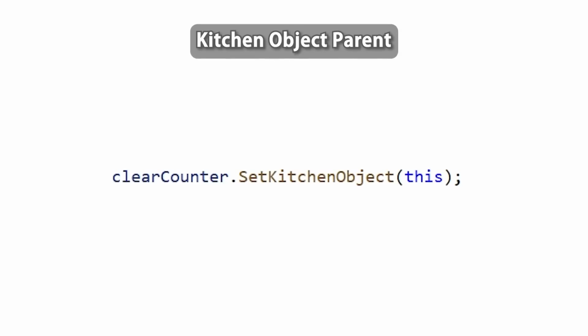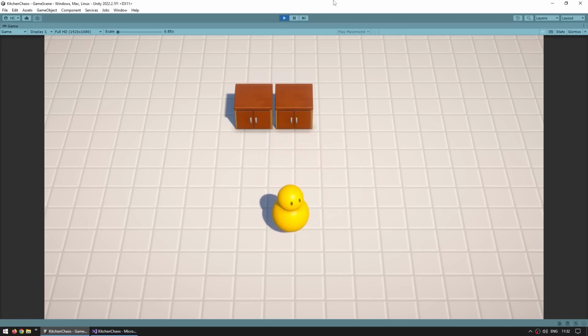In this lecture, we're going to create a kitchen object parent, meaning that the kitchen object will know where it is, and the counter will know if something is on it. This is important so that later on we can pick up a kitchen object from one place and drop it in another. Okay, so here we have our player.